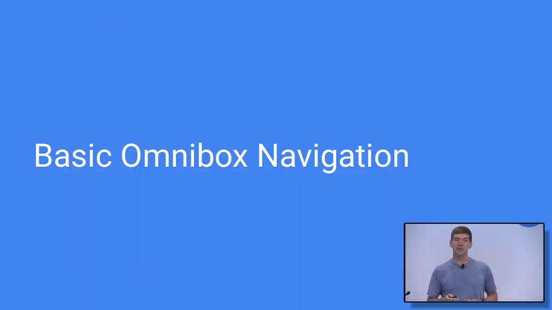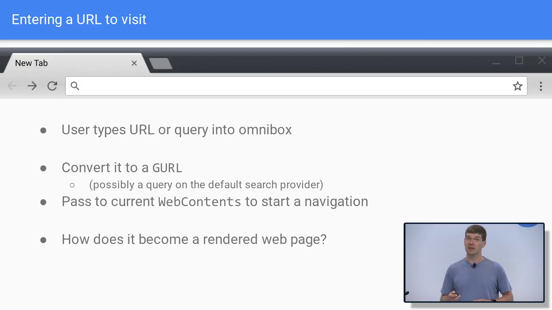So now let's just go through what happens when you type something into the Omnibox. First of all, you could type either a URL, or you could type a search query, which we first need to convert into a URL to query the default search provider. Then once we have the URL, we give it to the current web contents to actually start the navigation.